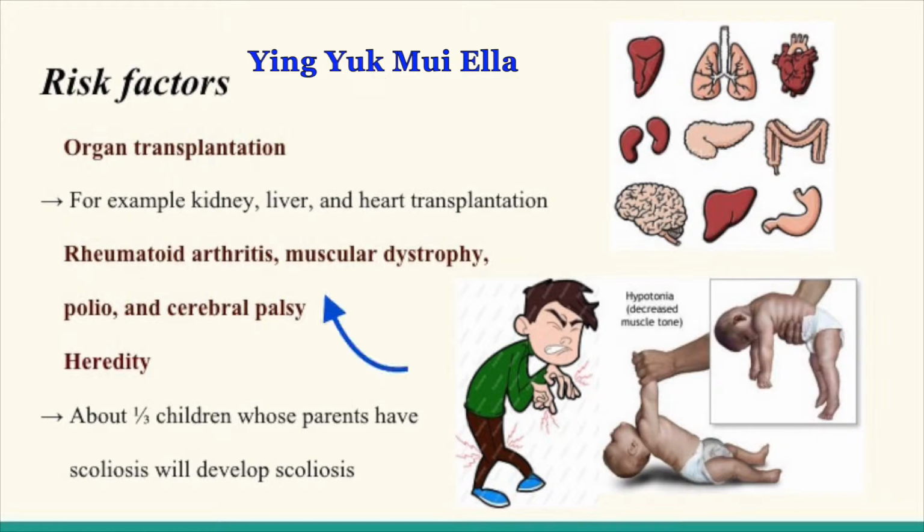Also, people with certain medical conditions that affect the joints and muscles are at higher risk of scoliosis. These conditions include amyloidosis, muscular dystrophy, polio, and cerebral palsy. Finally, heredity. About 1/3 of children whose parents have scoliosis will develop scoliosis.